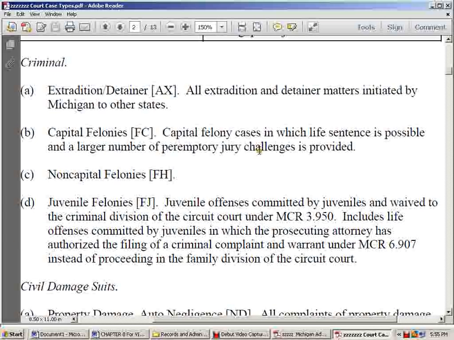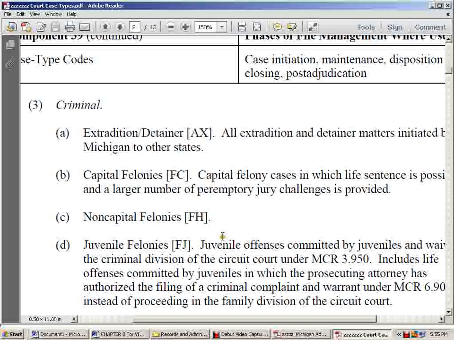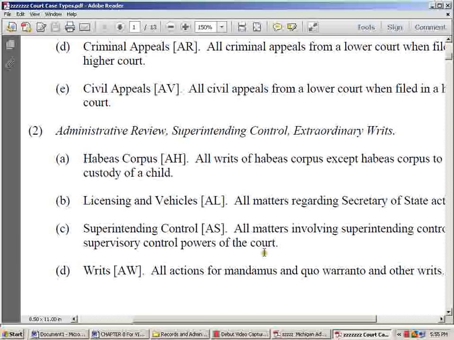So where do you get this from? Well, they have a list, right? These are all the different lists, and you're supposed to put this on your complaint. And so if you're complaining to the chief judge about something that's happened, then it's probably superintending control, or writ of mandamus, or writ of quo warranto that you want to put in.